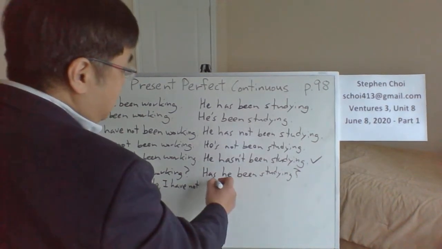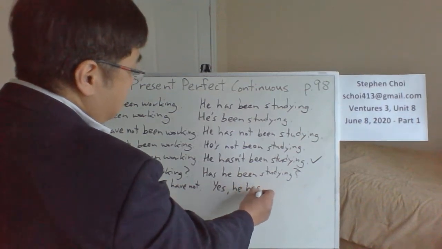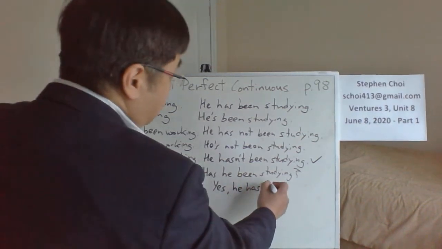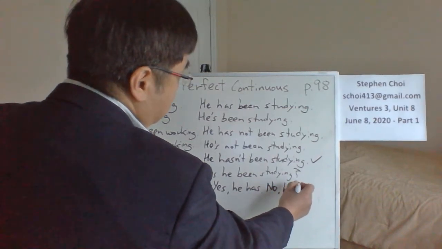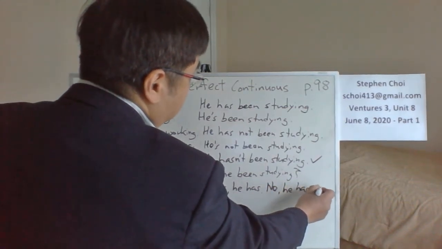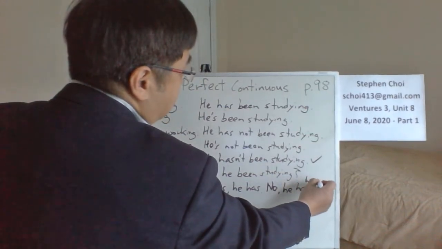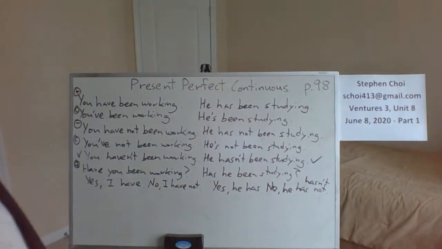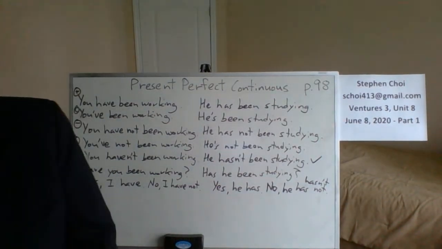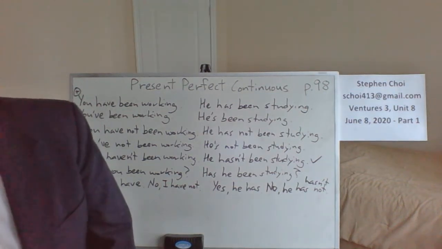Has he been studying? You say yes, he has. That's a short answer. Or you can say no, he has not. Okay, again, you can contract that and just make it no, he hasn't. Okay? Very easy, right? All right.